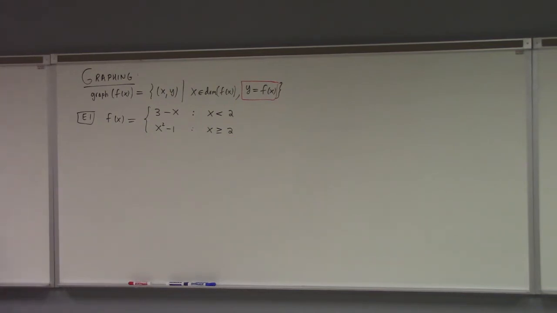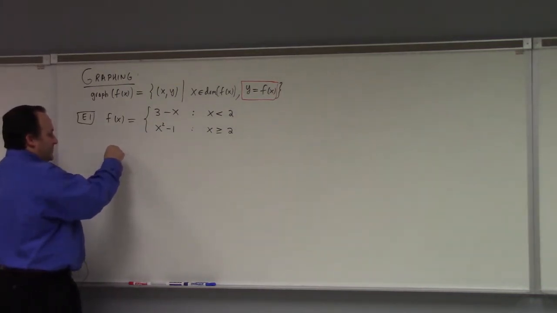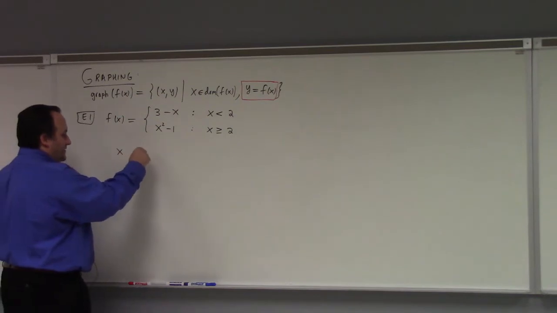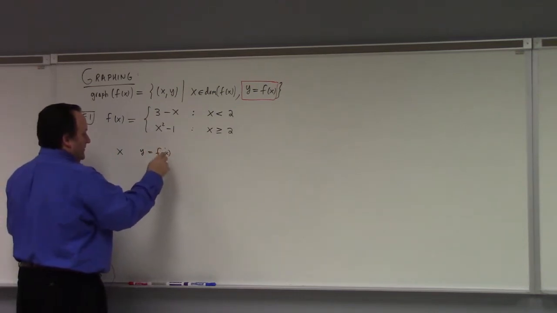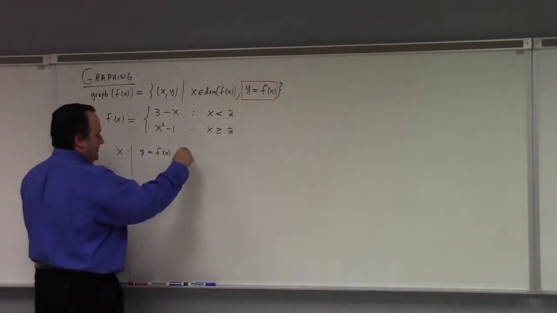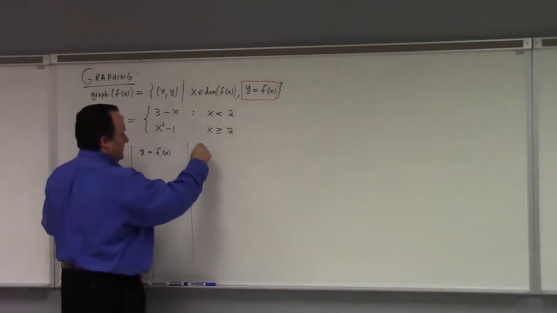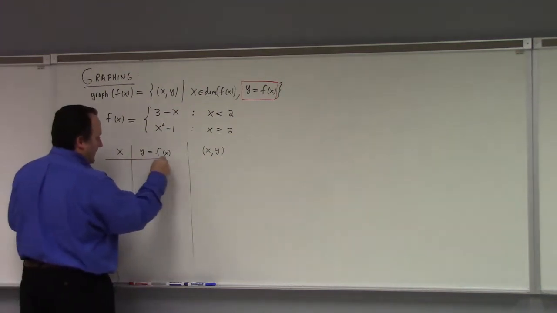Well, the first idea is just to make a table, right? And to find the values. Make yourself a list of points that you can then put on the graph. So we'll make this table. We'll put an x here, we'll put y equals f of x over here, and then finally over here, we'll put the point that we get from that.